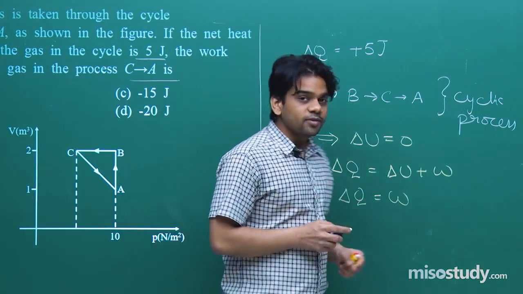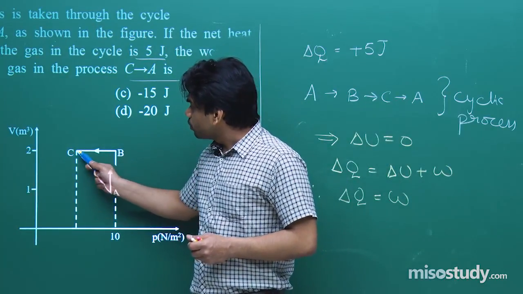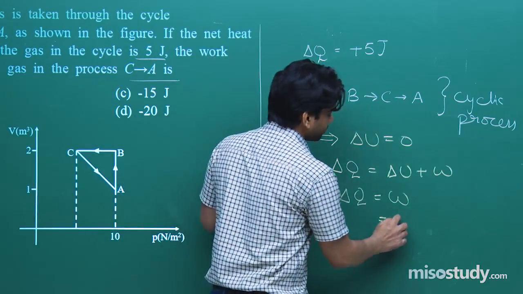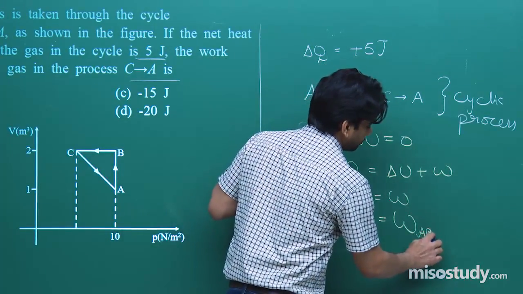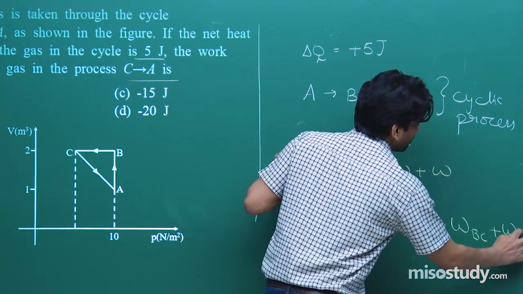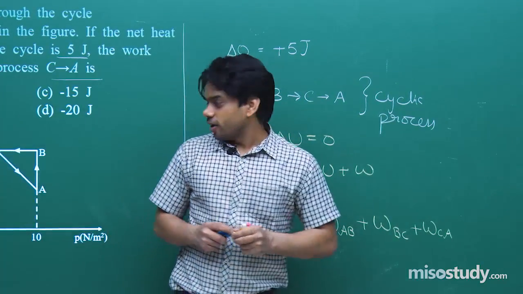Next, the work done for the entire process can be written as the work done during A to B, plus the work done during B to C, plus the work done during C to A. This is what we can write. Next, the work done during A to B.